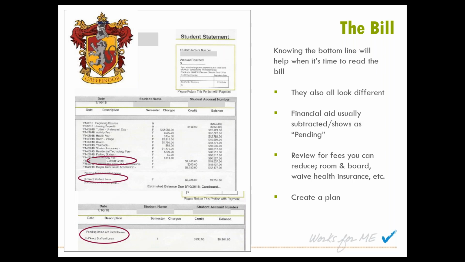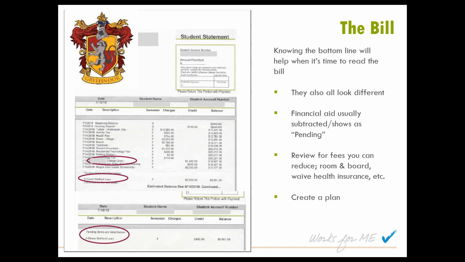Just read everything carefully. Make sure to look for things like, what are the housing costs? Has there been a change in the housing? Make sure that you read all of the materials that come with the bill. There's usually information about health insurance. Health insurance is required, so colleges blanket charge everyone for it. If students are covered under their parents' insurance, there's usually a process they can go through to waive that health insurance, usually just logging in and putting in the insurance card information.